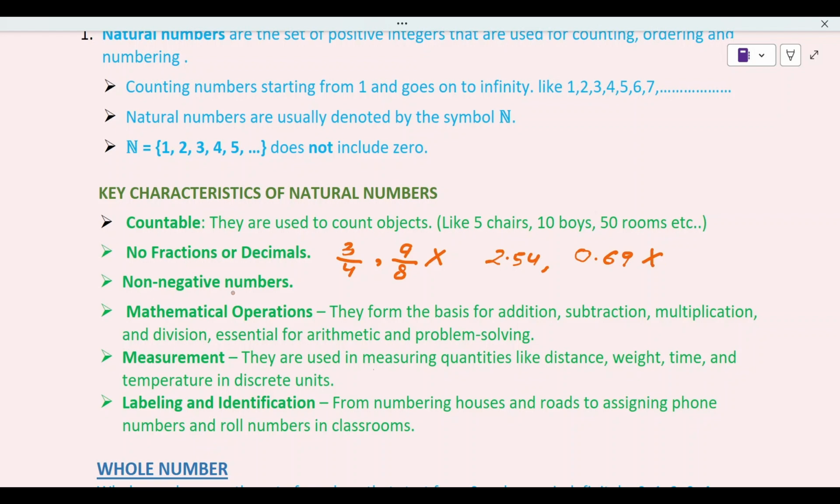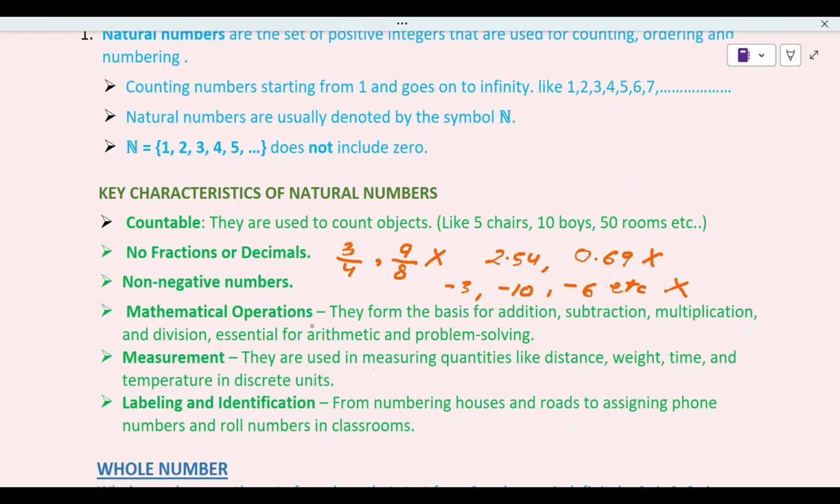They are non-negative numbers. What are negative numbers? -3, -10, -6, etc. But they are not natural numbers. Okay.